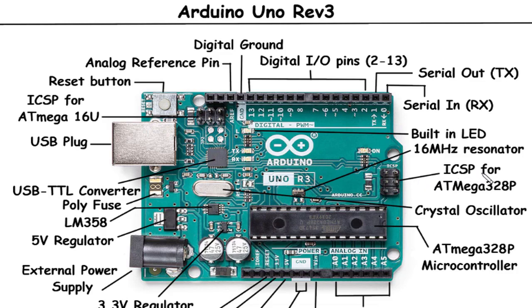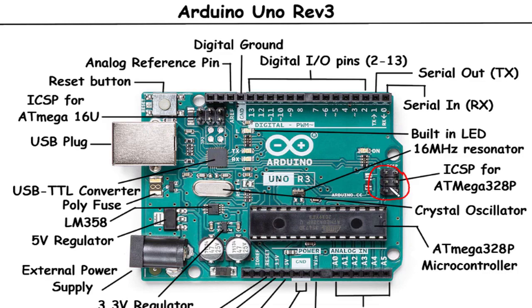Next, we come to the ICSP, in-circuit serial programming, header for the ATmega328P microcontroller. This header allows you to program the microcontroller using an external programmer or another Arduino board. It provides an interface for uploading your code and updating the firmware of the microcontroller.